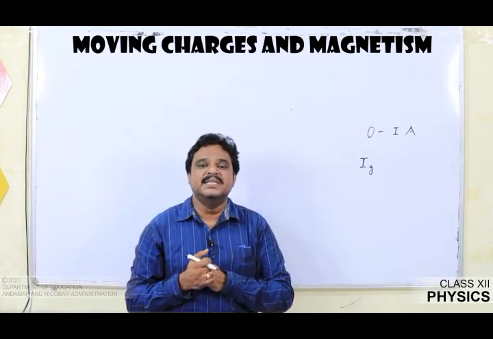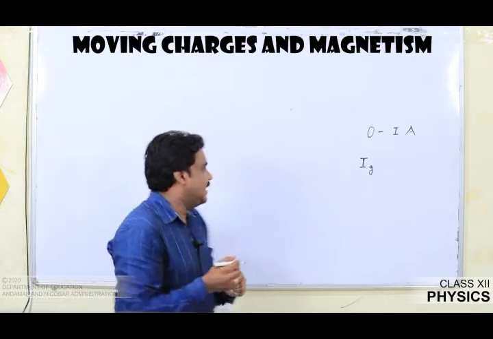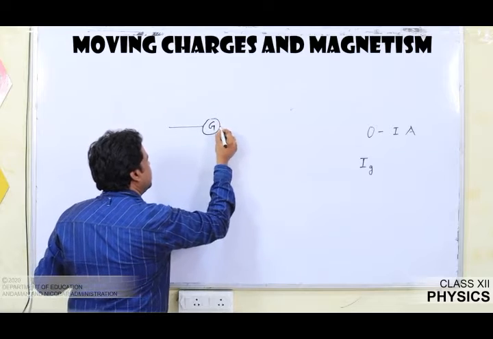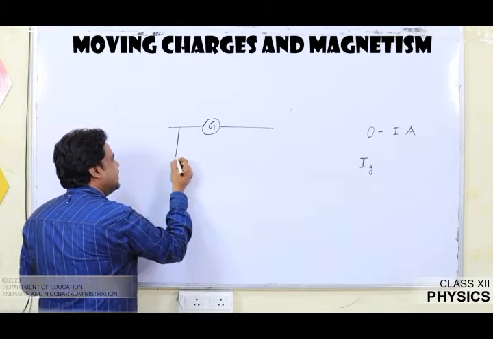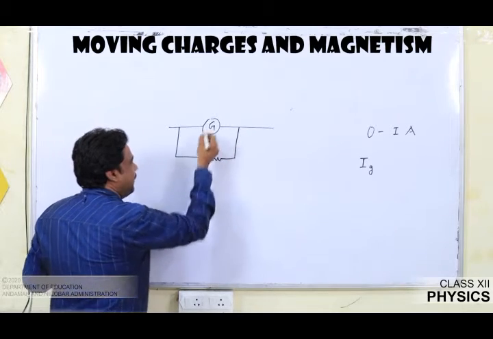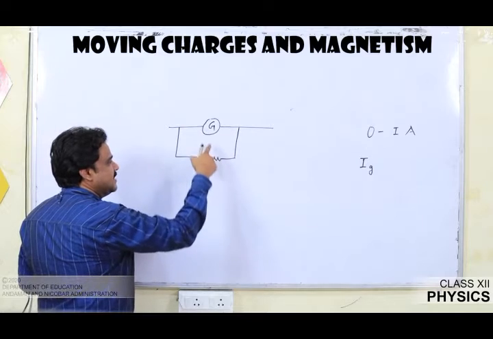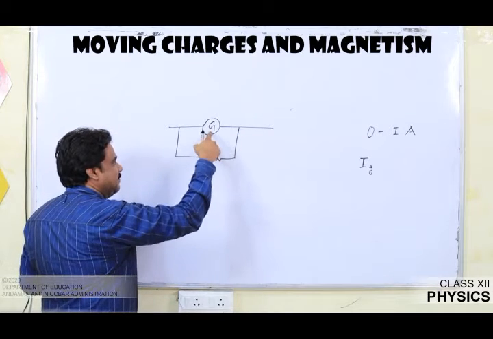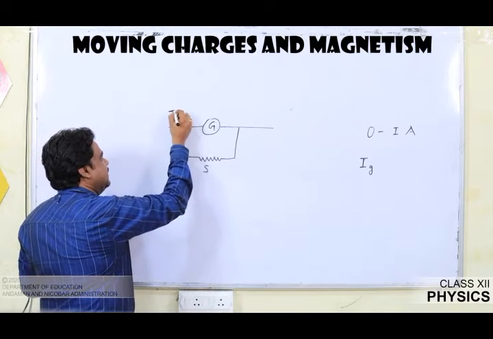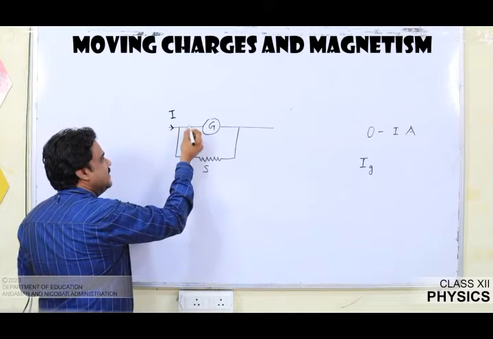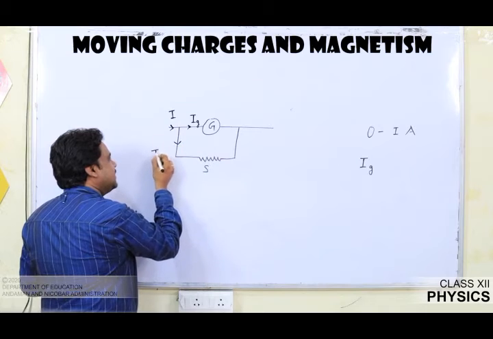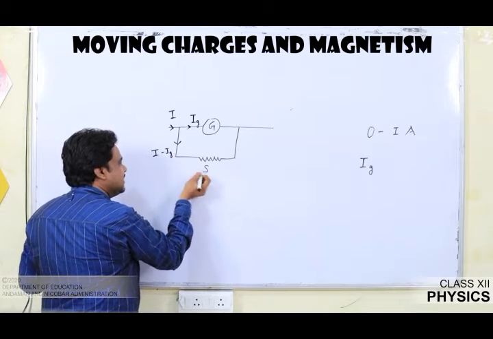So in order to convert a galvanometer into an ammeter, I am going to consider, say, this is a galvanometer. I am going to connect a resistance S parallel to the coil of the galvanometer, such that when a current I enters, a current Ig flows through the galvanometer and the remaining I minus Ig flows through the resistance S.